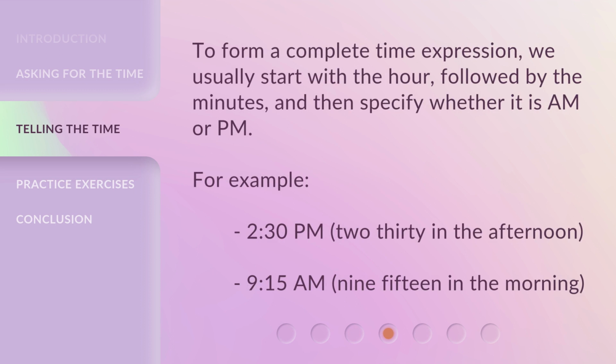To form a complete time expression, we usually start with the hour, followed by the minutes, and then specify whether it is AM or PM. For example, 2:30 p.m., 2:30 in the afternoon, 9:15 a.m., 9:15 in the morning.